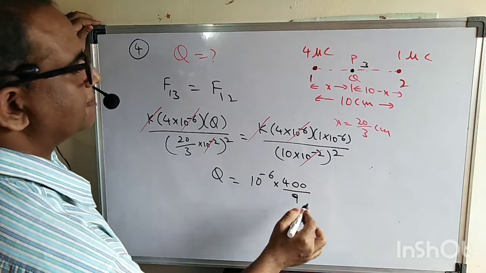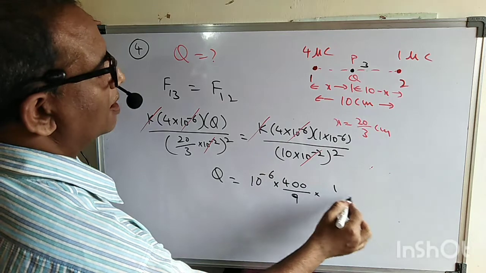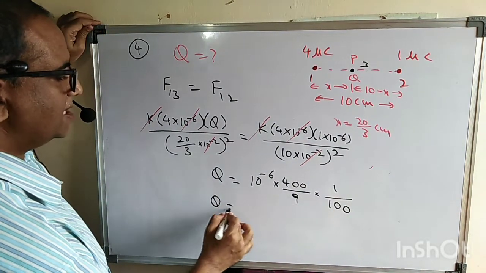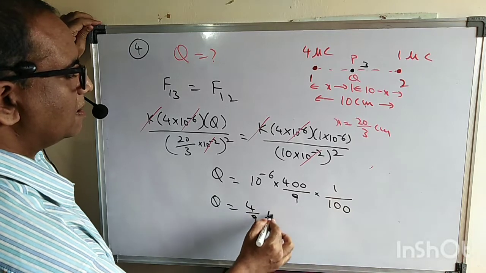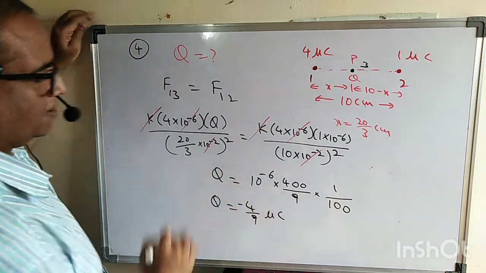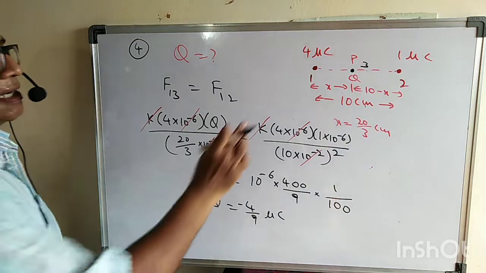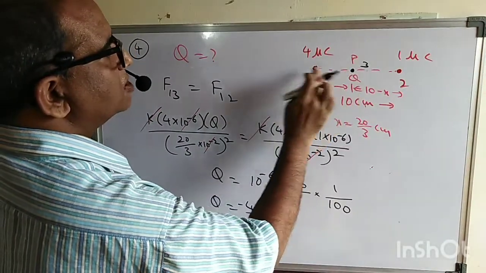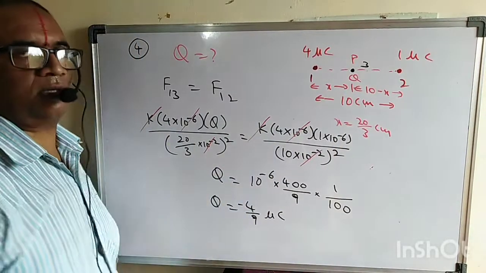400 by 9 multiplied by 1 by 10 square is how much here? 100. Therefore, what is the charge here? 4 by 9 microcoulomb, and this must be negative, because the repulsive force between these two must be equal to the attractive force between these two. Then only it is possible.